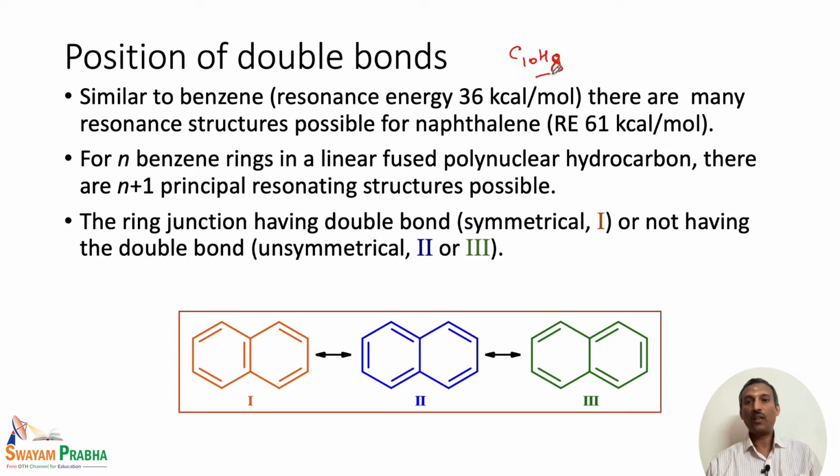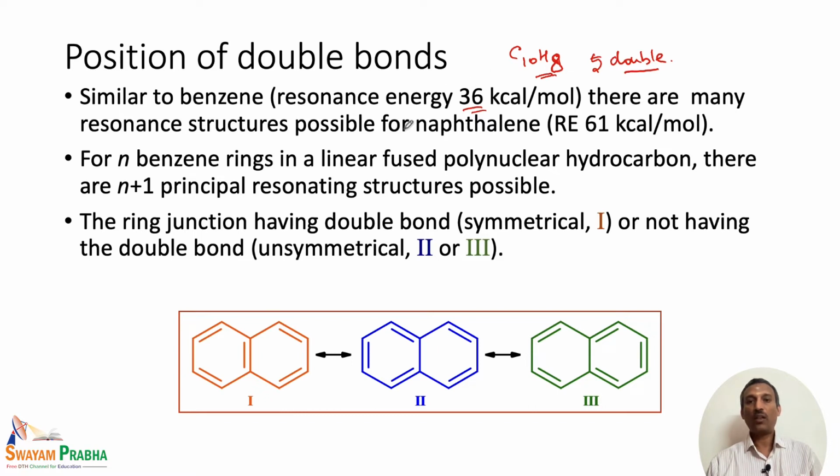With that we now have to find out how the 5 double bonds are placed. We have 5 double bonds. So what are the different ways by which these 5 double bonds can be placed? We have to now look at that. When we look at the resonance energy of benzene, we have 36 kilocalories per mole. So this leads to 2 resonance structures.